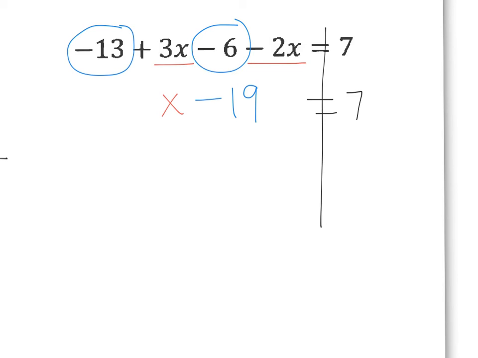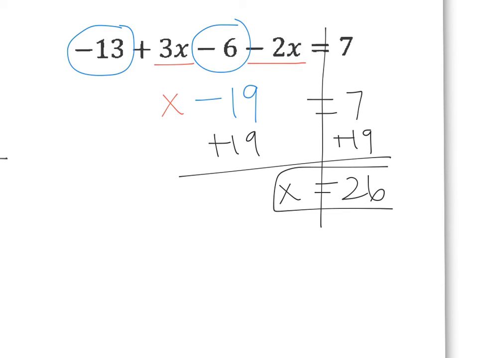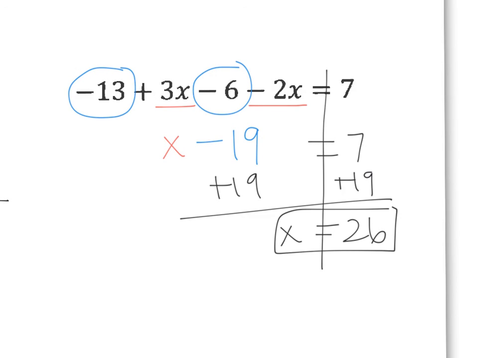Now I just have to perform one operation to get my answer of adding 19 to both sides. And 7 plus 19 is 26. So that should be my final answer, but let's check and make sure that we have this correct. So I'm going to plug in 26 wherever I see x. So I have negative 13 plus 3 times 26 minus 6 minus 2 times 26 had better equal 7.